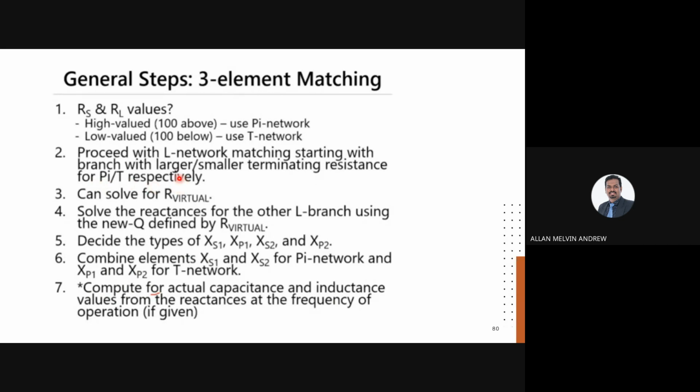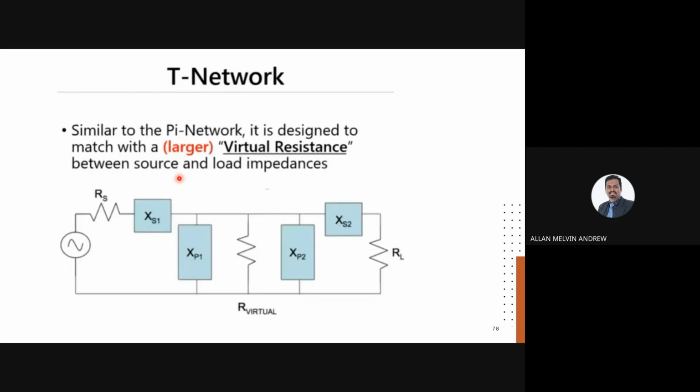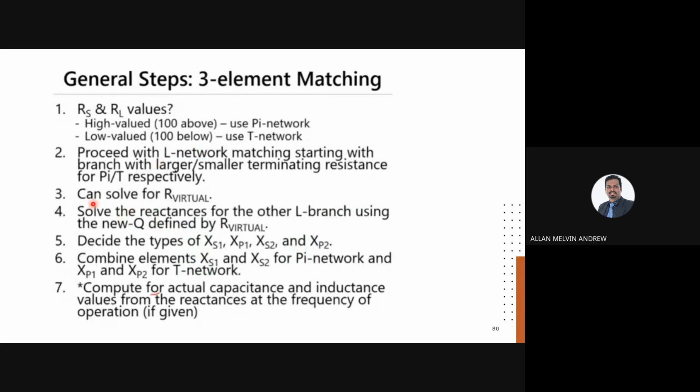So we have seen we start from the right. Earlier we solved here, here, here, then here. So we move from the right to the left. We can first try to solve the R virtual, then solve the reactance for the other L branch using the new Q defined by R virtual, similar to how we saw the example for the pi network.